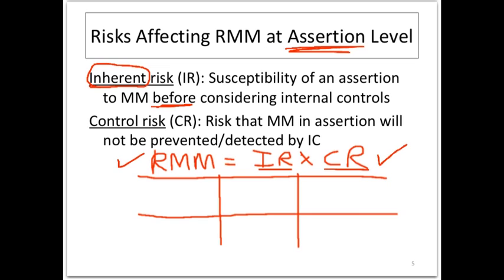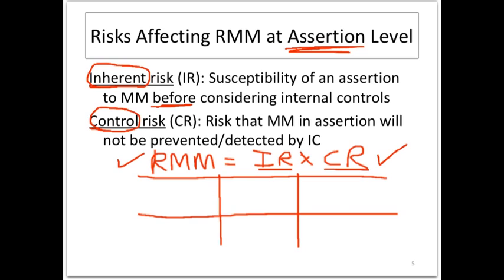Moving on to control risk. Control risk is the risk that an assertion is susceptible to material misstatements after considering the effectiveness of internal controls at preventing or detecting material misstatements regarding this assertion. In other words, does the client have any effective internal controls that reduce the risk of material misstatement for the assertion in question?